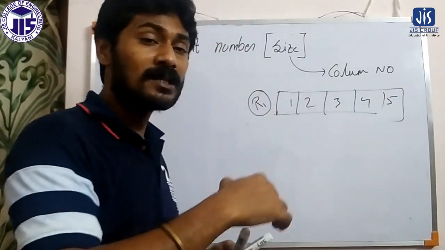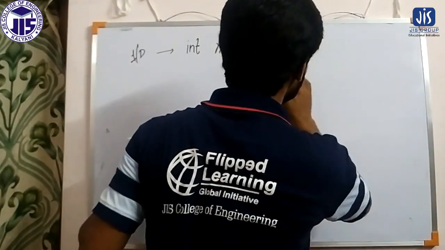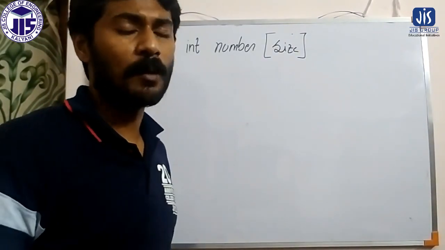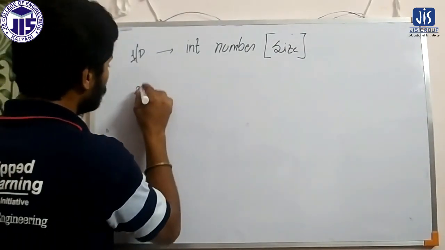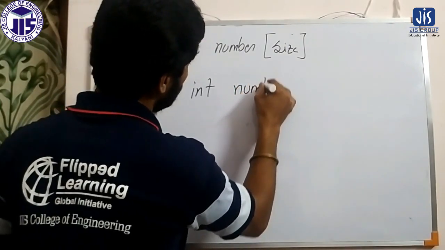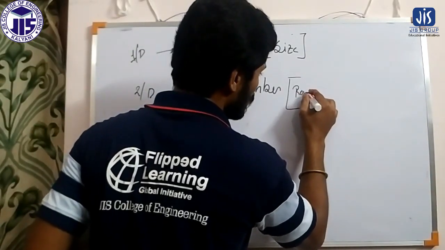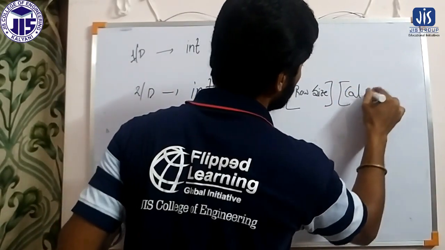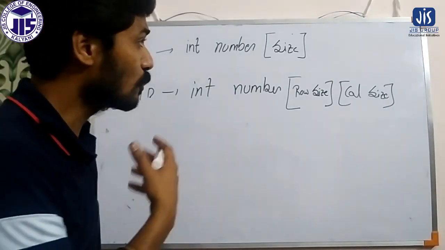Now in a two-dimensional array, the number of rows and the number of columns are both multiple. So using only the column size, we cannot represent a two-dimensional array, where the row size also has to be mentioned. In a two-dimensional array, everything is the same, but when it comes to size, we mention two sizes. First is the row size, then we write the column size.